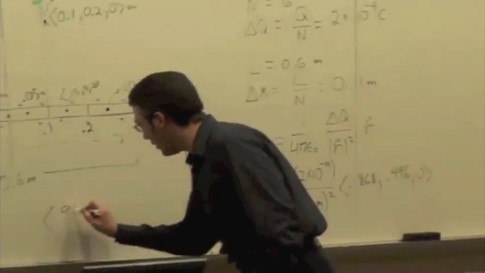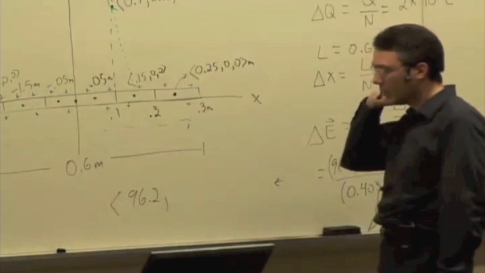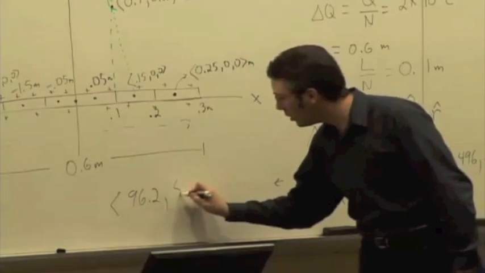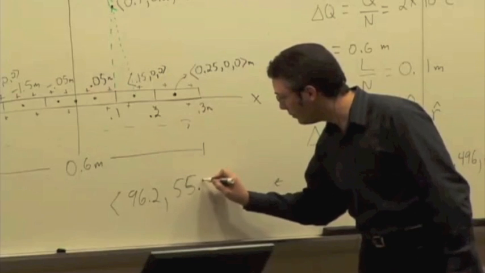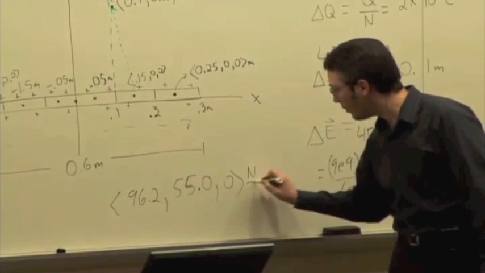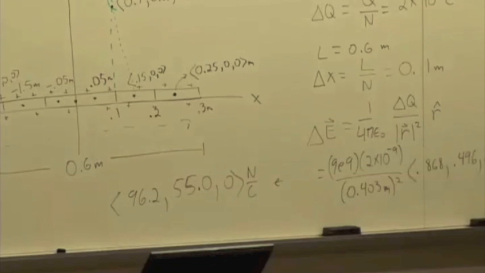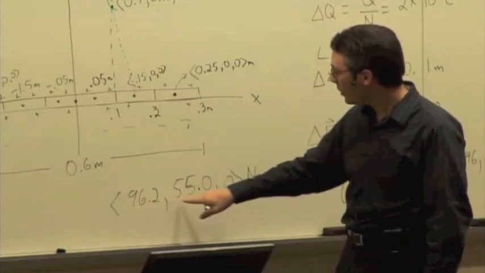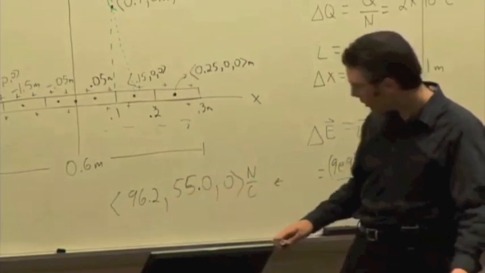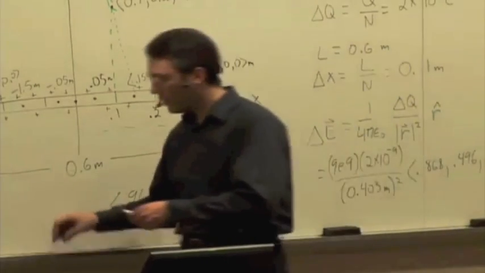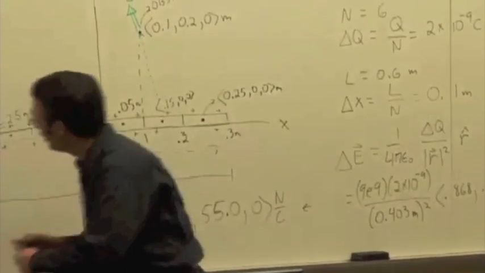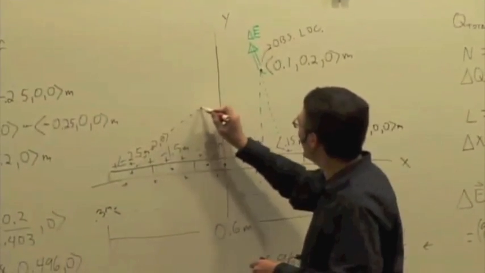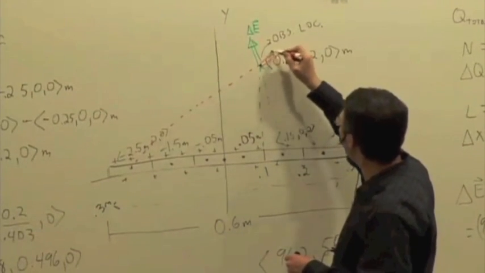96.2, comma 55.0, comma 0, and the units are newtons per coulomb. Agree? We all get the same thing? Okay, so let's just check it. We get an x component that's positive, a y component that's positive, and 0. So it looks like it's working out, right? Because we should get an electric field that points away from that segment. So that delta E is going to be pointing in that direction.